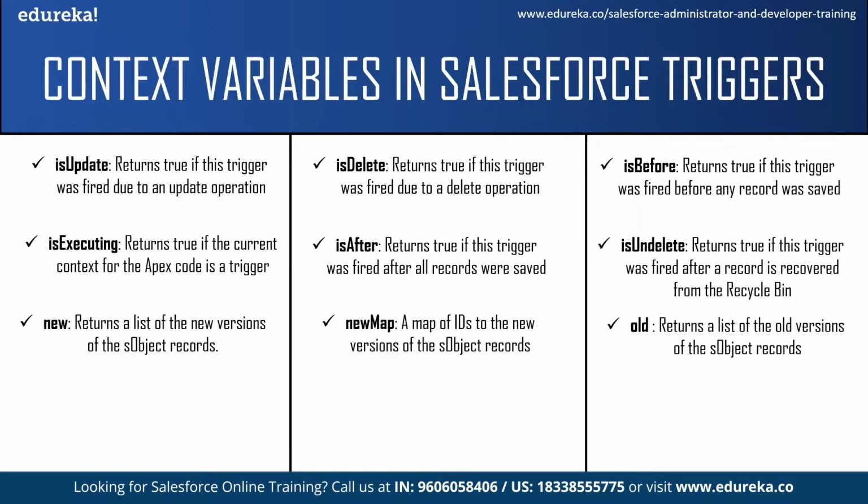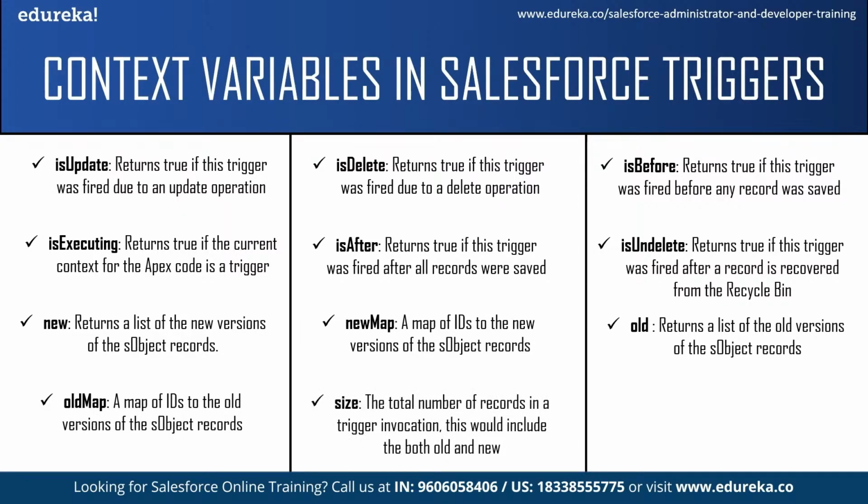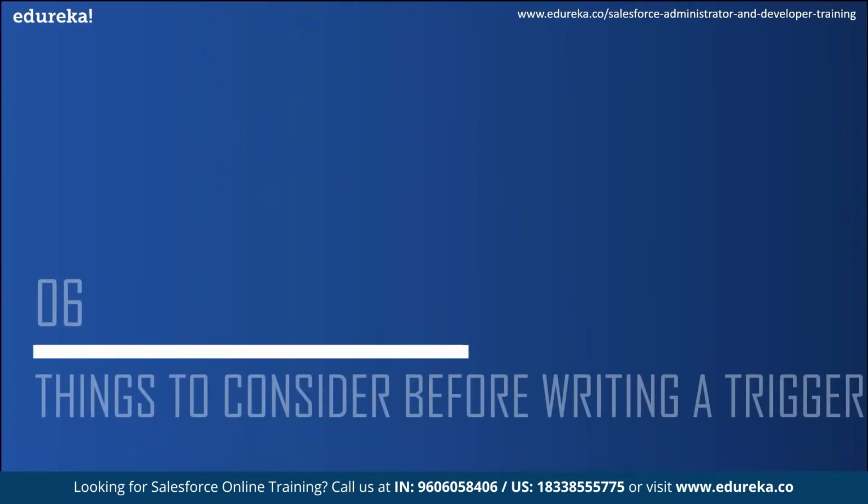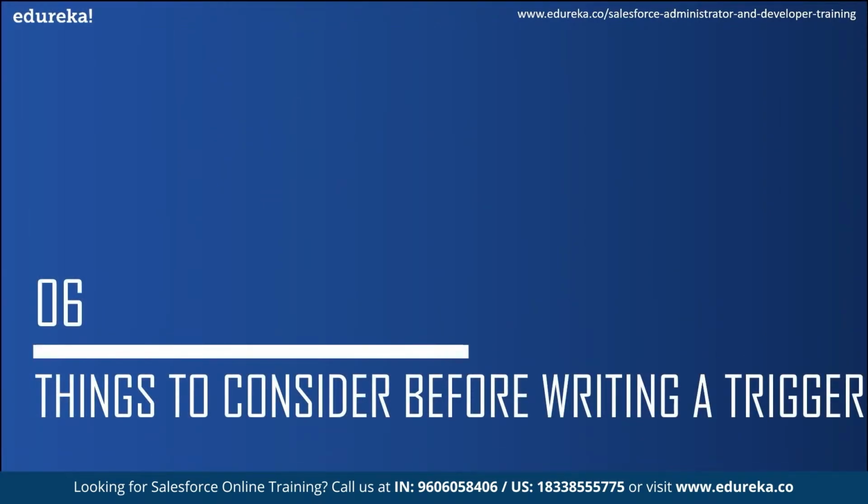After this, we have old. Old returns a list of old versions of the Salesforce object records. This Salesforce object list is only available in update and delete triggers. After this, we have oldMap. oldMap is a map of IDs to the old versions of the Salesforce object records. This map is only available in update and delete triggers. And finally, we have the size context variable. This returns the total number of records in a trigger invocation. This would include both old and new. So these were the context variables in Salesforce. Now let us move on to the next topic and take a look at the things to consider before implementing a Salesforce trigger.